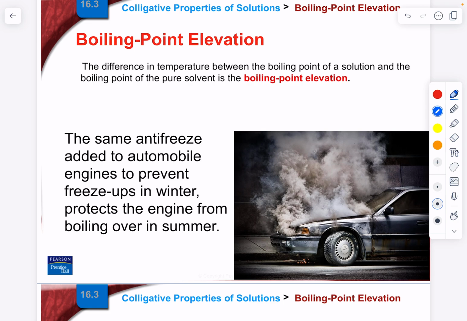So when you put antifreeze into the coolant water in the radiator system of your car, that antifreeze is also an anti-boil. Not only does it keep the water from freezing when the temperature gets to be 0 degrees by depressing the freezing point, it also interferes with the boiling point. And car engines can be very, very hot. And you don't want the water in your car engine to boil over like it's doing here. And so the antifreeze raises the temperature at which the water will begin to boil.